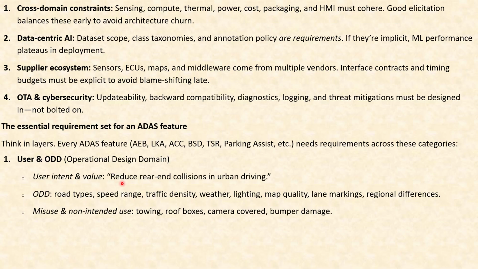For example, automatic emergency braking reduces rear-end collisions in urban driving. Now, when it comes to operational design domain, consider road types, speed range, traffic density, weather, lighting, map quality, lane marking, and regional differences. And also misuse and non-intended use. All right. When it comes to misuse and non-intended use, towing, roof boxes, camera covered, and bumper damage must be taken into consideration.